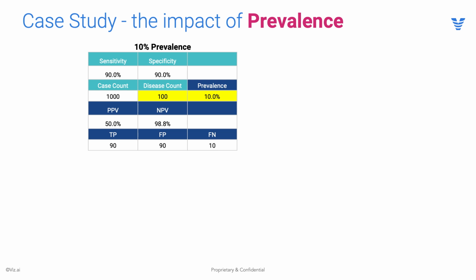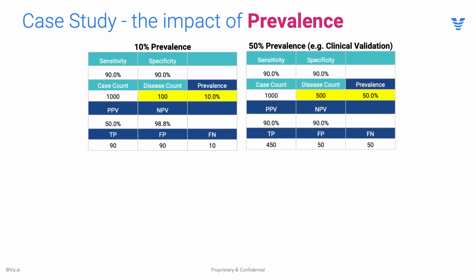Here's the provider experience: 90 true positives, 90 false positives, 10 false negatives, 10% prevalence. What happens when we put the exact same algorithm in a clinical study where half of patients have the disease and half of the patients do not have the disease? That is a 50% prevalence, where we ask a hospital for 200 patients with the disease, 200 without, 500 with, 500 without, whatever it happens to be.